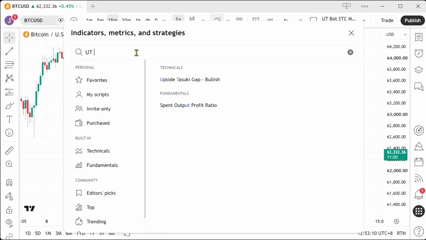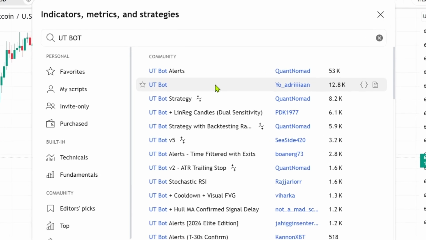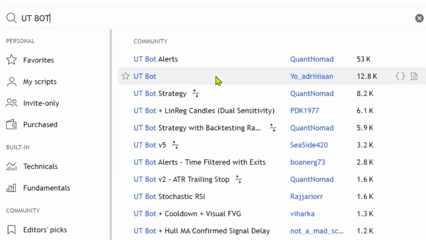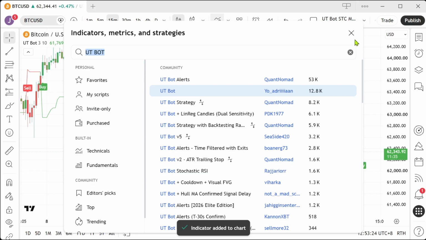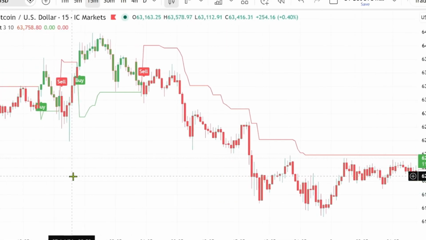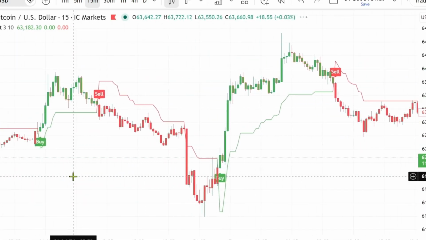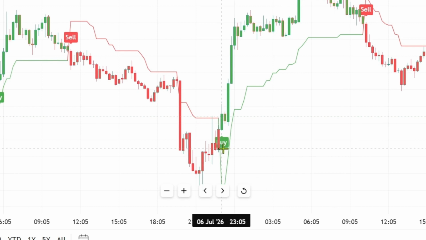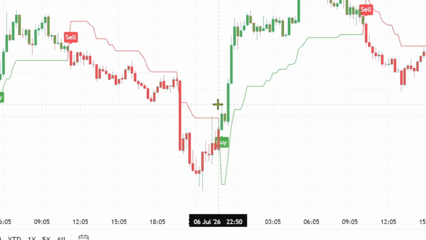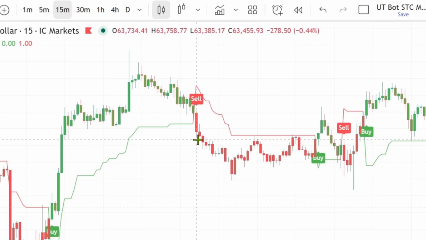This strategy uses the UT Bot indicator by Yo Adrian. And here's the important part. We are actually going to add it twice with different settings. What the UT Bot actually does is that it plots a stop line that sits at a fixed ATR distance. The line only moves in the direction of the trend. It never moves against it. A buy signal is generated when the price closes above the line, while a sell signal is generated when the price crosses below the line.